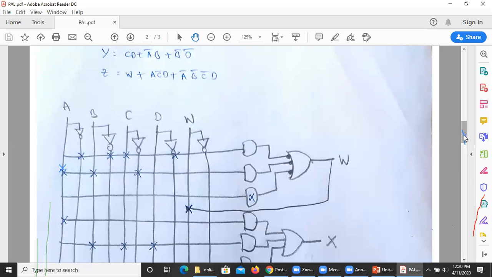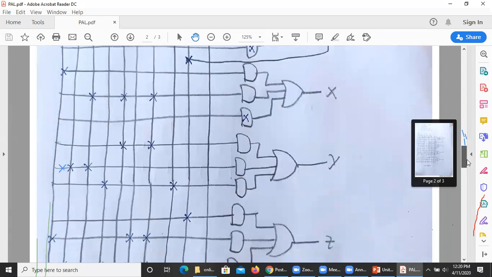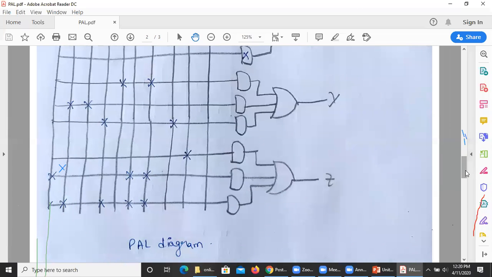Now here, how many product terms are we taking? 3, 3, 3, 3. So 12 product terms we are taking. For example, if each gate contains 4 product terms, we are going to consider 16 in total. So if the number of terms increases, automatically what happens? The size of the chip also increases, no? But here we are connecting W as the input, so due to that we can reduce 4 AND gates across this point. That is the advantage of considering that one as an input.